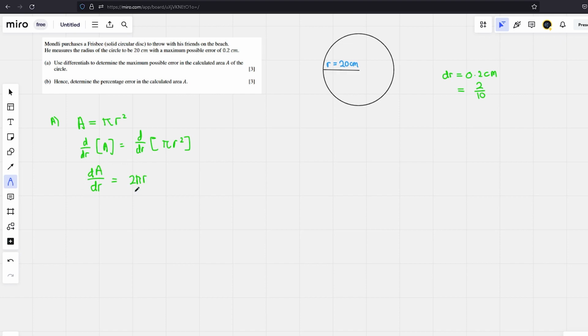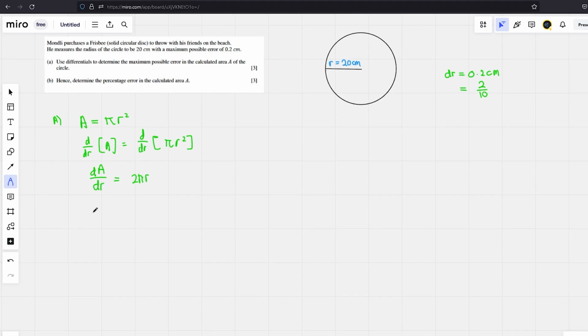So how do we change this into a differential? Well, I can multiply both sides by dr, which will give me dA is equal to 2 pi r multiplied by dr. And again, this is a rate of change, which means how fast A, or my area, is changing with respect to my radius, so as my radius is changing. Now, when we converted it into a differential, this means a small change in the area, and this means a small change in the radius.